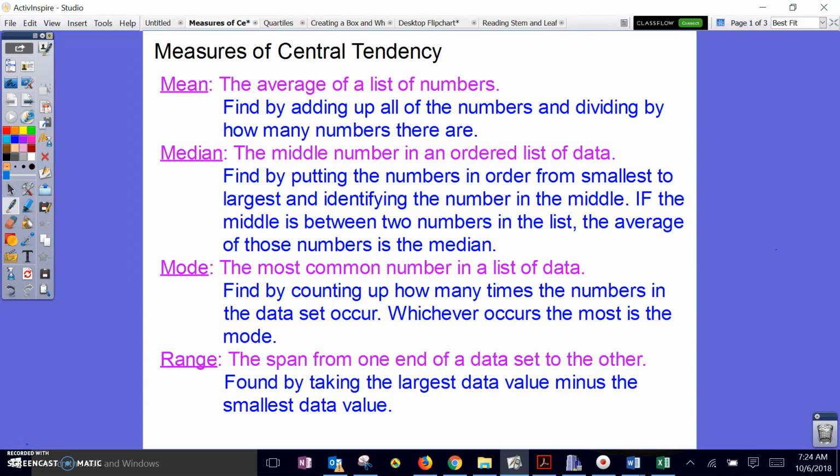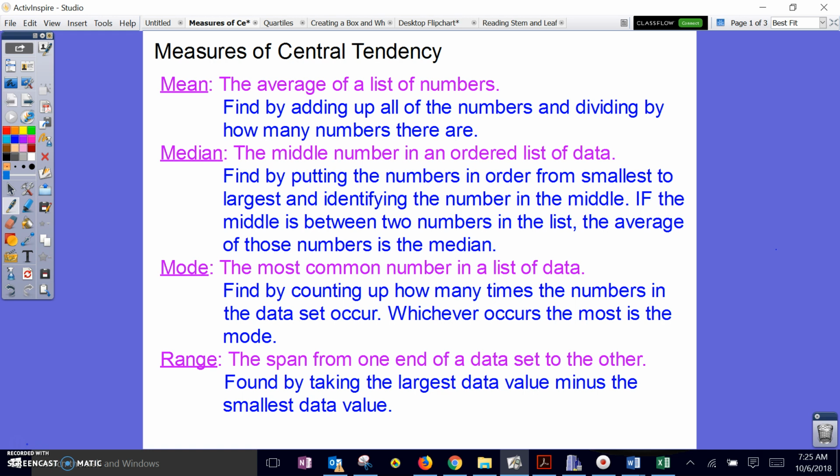First of all, the mean, or what is commonly known as the average of a list of numbers. In order to find the mean, all we're going to do is add up all the numbers in the data set, and then divide by how many numbers there are. So that's a pretty straightforward calculation. You've got to be a little careful sometimes as far as making sure your addition and all that is correct, but other than that, finding the mean shouldn't be terribly challenging.